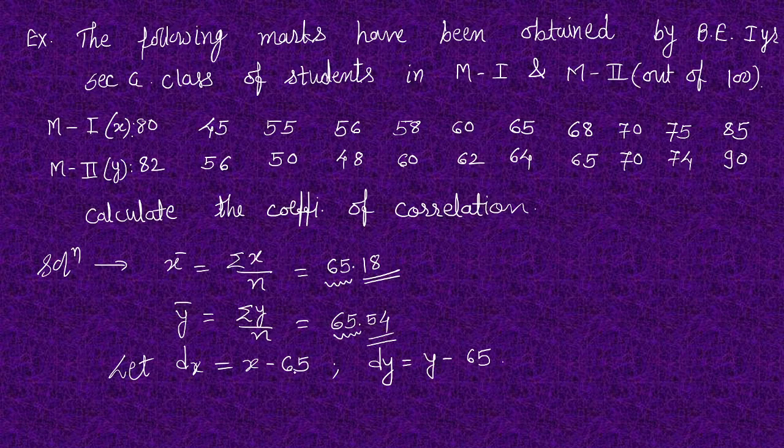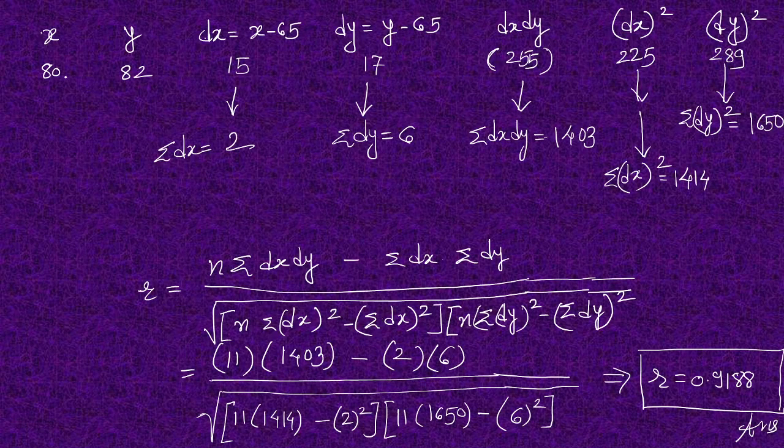Here dx equal to x minus 65, that means this value, and dy equal to y minus 65. We here consider the 65 value, not these decimal points. Then for one value x and y, 80 and 82, for this we find out dx, dy, then dx into dy means multiplication of these two values, then dx square, dy square.